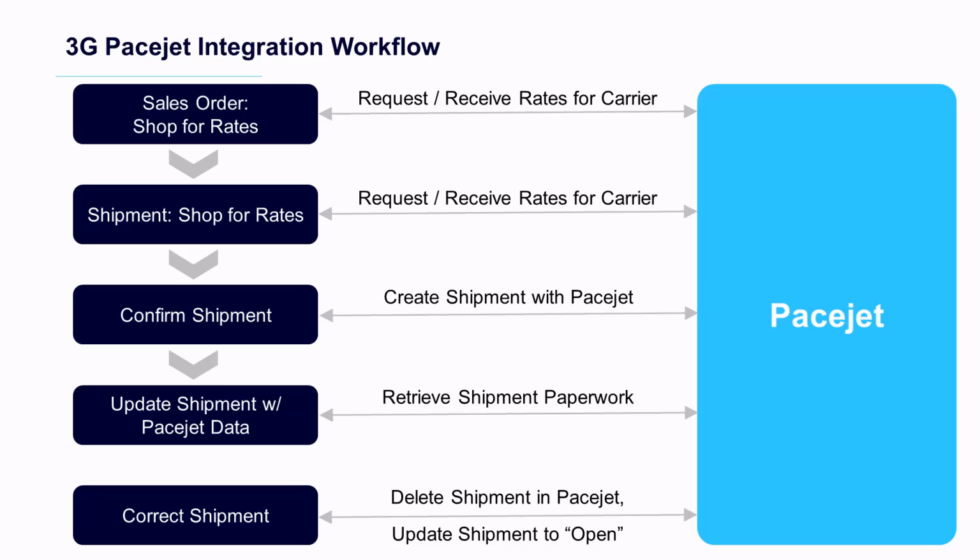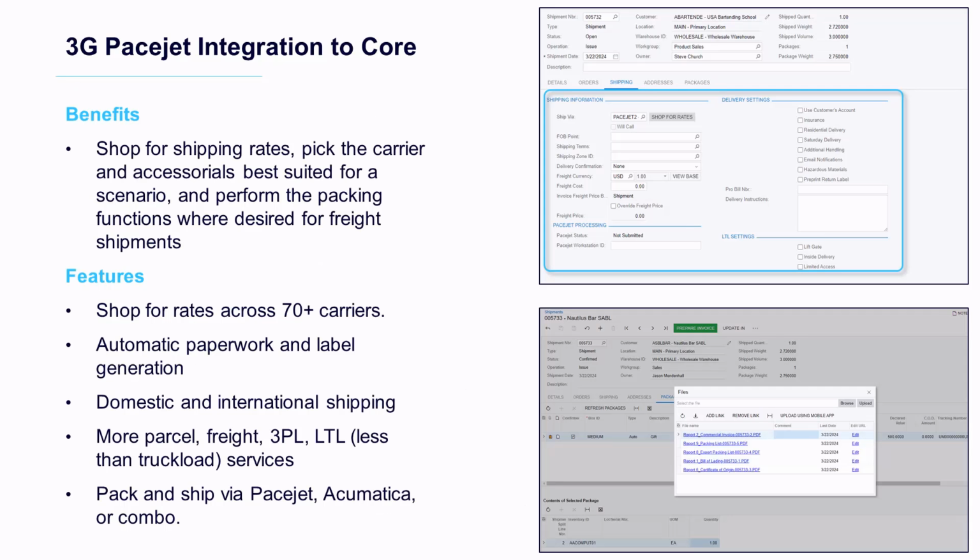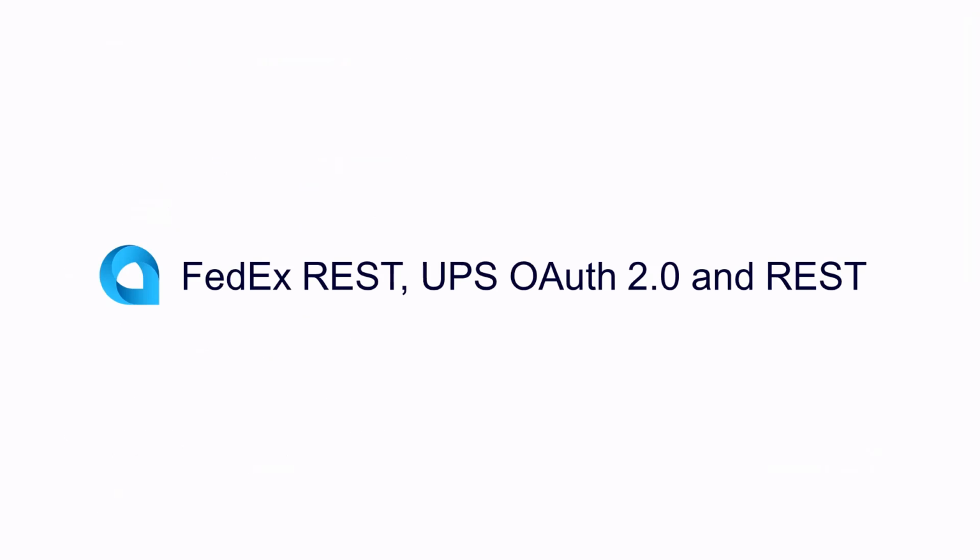Throughout the process of fulfillment, a handshake occurs with PaceJet where we send relevant ERP data to the solution, whether it is on a sales order while shopping for rates, all the way to pick, pack, and ship process, including paperwork. Being in the core means that you're not required to deploy this as a customization. Once you have purchased this Fulfilled by Acumatica license, you're enabled to configure the connection to PaceJet and access their 70+ network of carriers to fulfill your freight and parcel shipment needs. We've also made updates to our FedEx and UPS connectors.